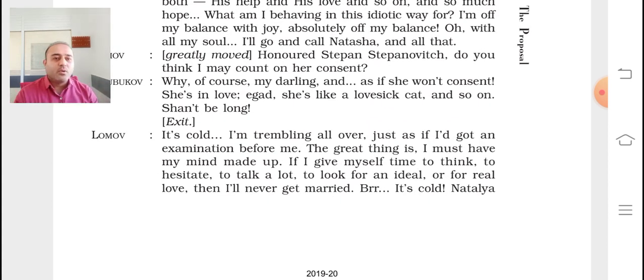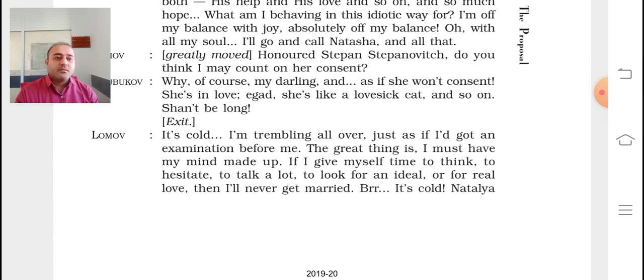Lomo: It's cold. I am trembling all over, just as if I had an examination before me. So he's very nervous and therefore is shivering and trembling.